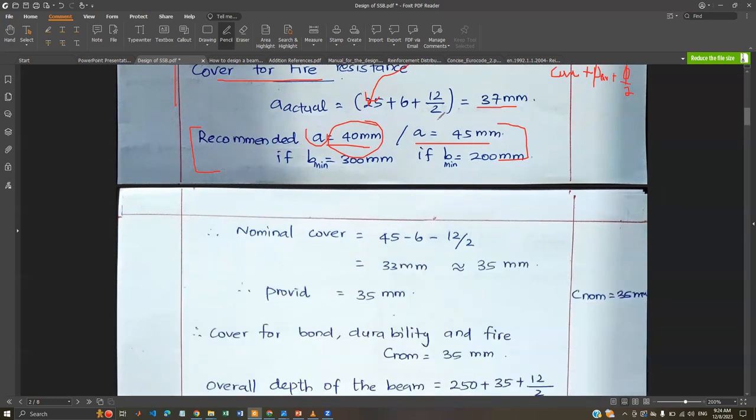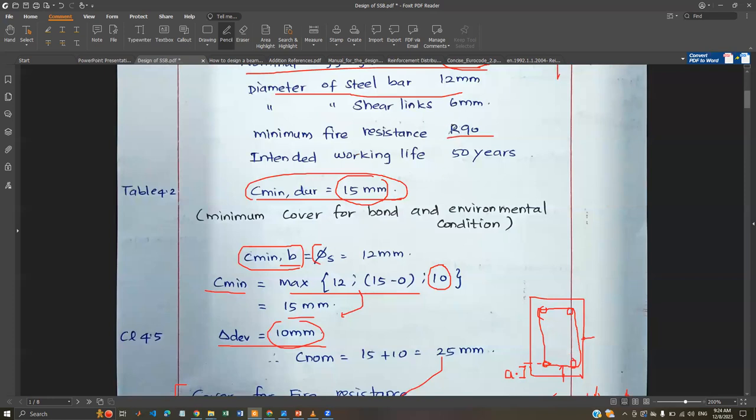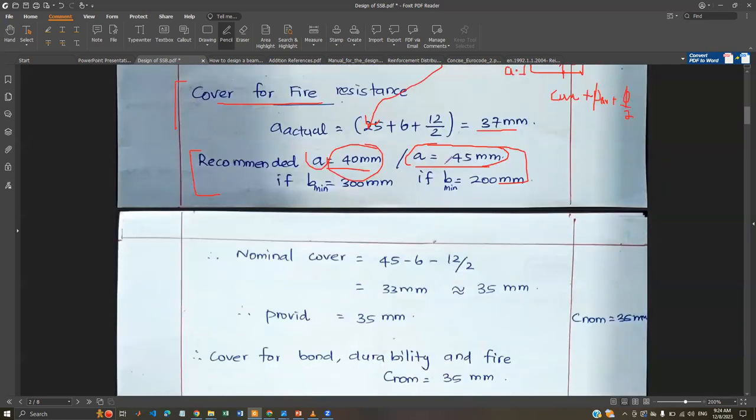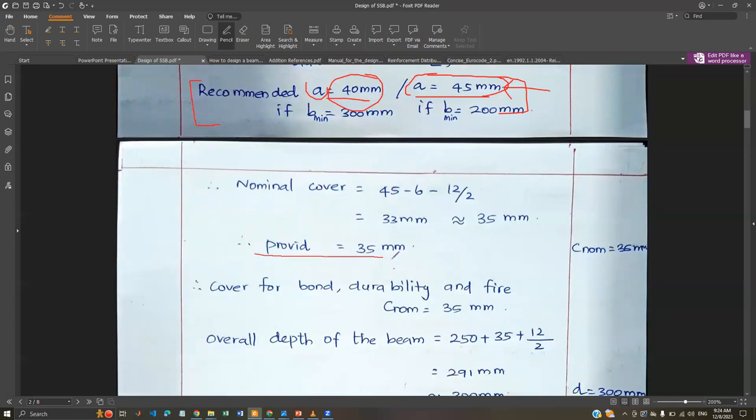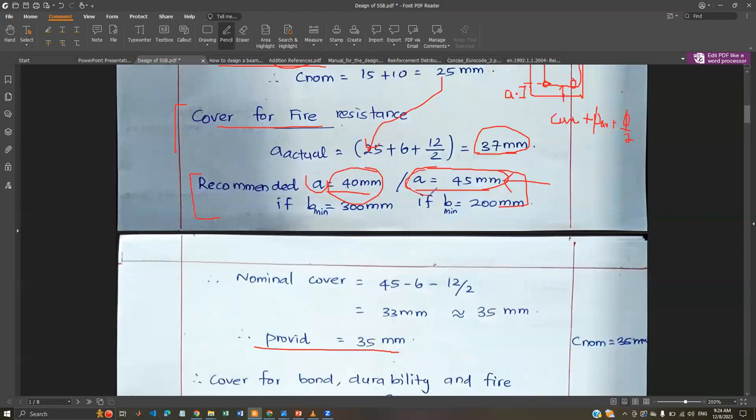Now I'm going to check with the A recommended. You can see the A recommendation mentions that if I want to hold the building within the 90 minutes period, my A should be 45 millimeter, but the calculated A I got is 37 millimeter. So what I can do is assume this as my cover, and then I can consider the total cover thickness. I can choose this A for my cover calculation, and eventually I can find the C nominal, how much it would be in order to satisfy this condition.